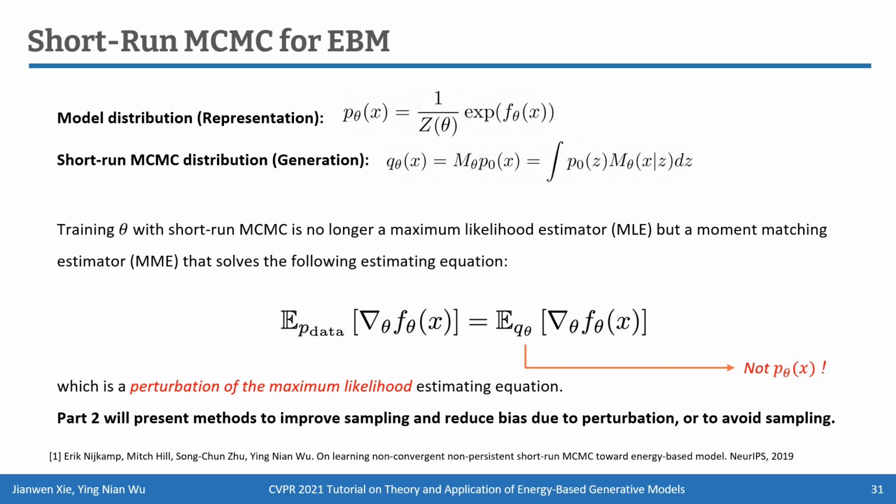Training the parameters of the energy-based model with the non-convergent short-run MCMC is no longer a maximum likelihood estimator, but a moment matching estimator that solves the following estimating equation, which is a perturbation of the MLE estimating equation, where we just replace the model p by the short-run distribution q(x). In part 2, we will present methods to improve sampling and reduce bias due to perturbation of MLE, or to avoid sampling.